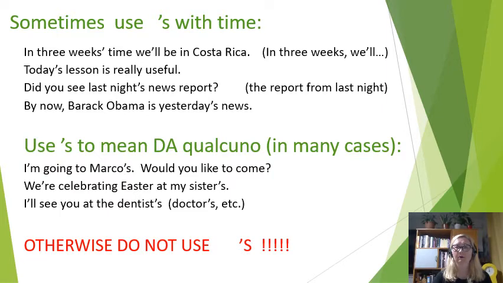Sometimes we use the apostrophe S with time. So in 3 weeks' time, or just in 3 weeks is also possible. Today's lesson, last night's news report, yesterday's news. Okay, and then these are also possible. You can also use apostrophe S to mean da qualcuno in Italian. So I'm going to Marco's. We're celebrating Easter at my sister's. I'll see you at the dentist's.